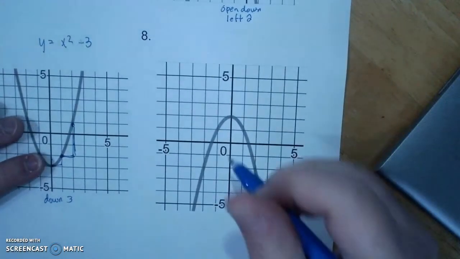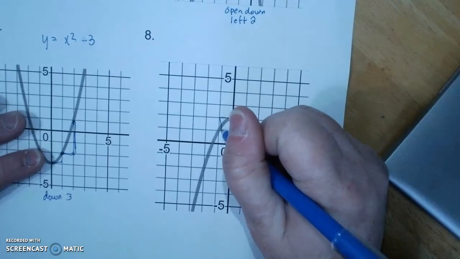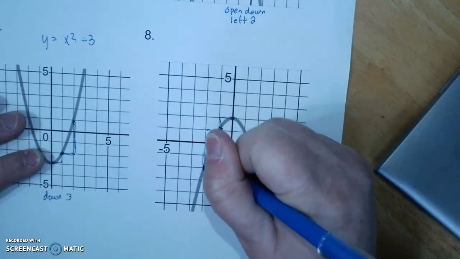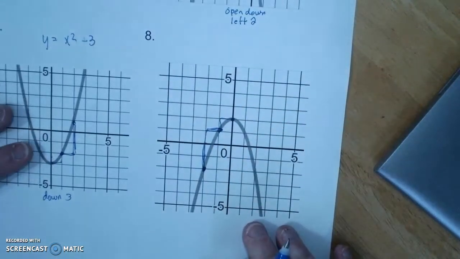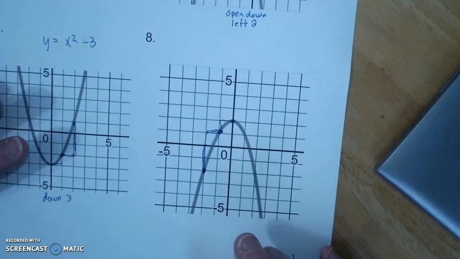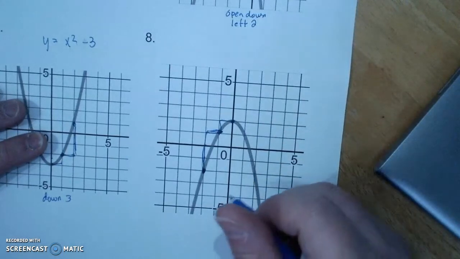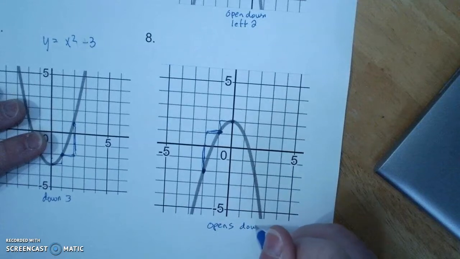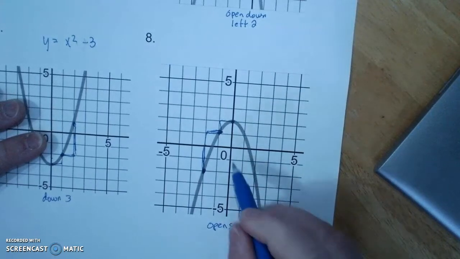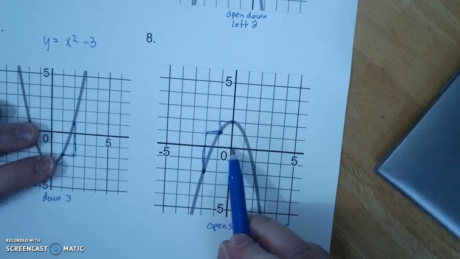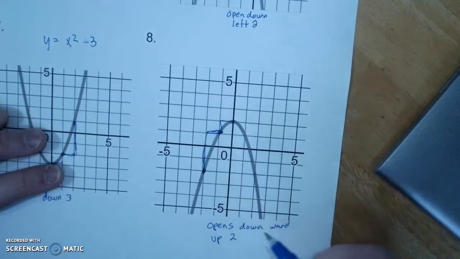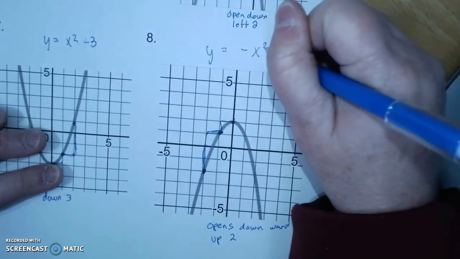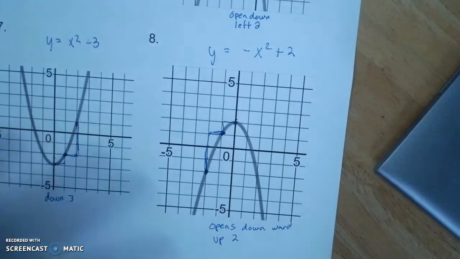The next one is, here's my vertex, over 1, down 1, over 1, down 3. It is still my 1 over 3. It did not narrow or widen. It opens downward. And instead of my vertex at the origin, it is up 2. And so this is y equals negative x squared plus 2.